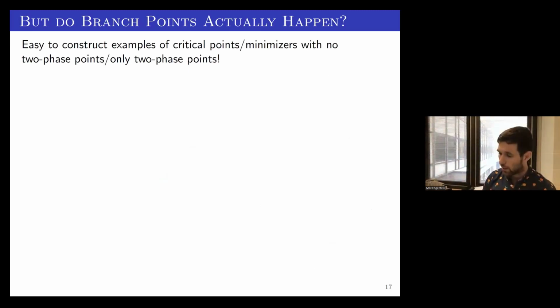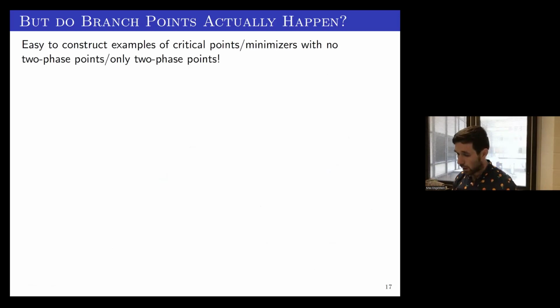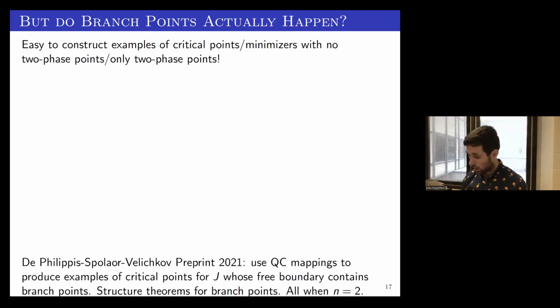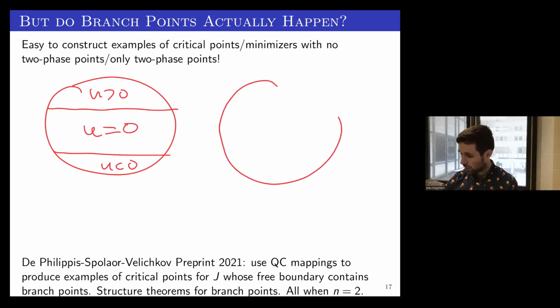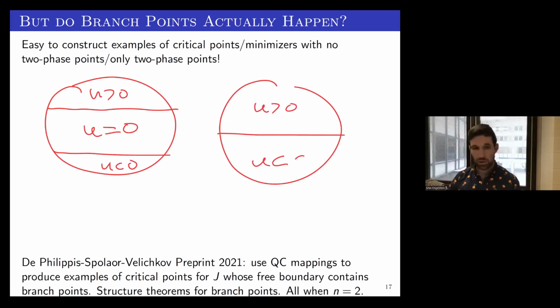So it's easy to construct examples of critical points and minimizers with no two phase points or with only two phase points. So let me draw some examples. If you're in some domain like this, it's not hard to find boundary values such that the minimizer looks like this, or such that the minimizer looks like this.